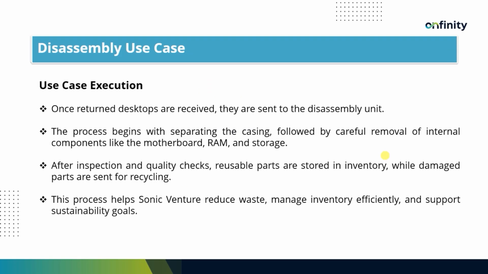Let's proceed with the disassembly use case execution to see how the entire process is executed and concluded. Once returned desktops are received, they are sent to the disassembly unit. The process begins with separating the casing, followed by careful removal of internal components like the motherboard, RAM, and storage. After inspection and quality checks, reusable parts are stored in inventory, while damaged parts are sent for recycling. This process helps Sonic Venture reduce waste, manage inventory efficiently, and support sustainability goals.